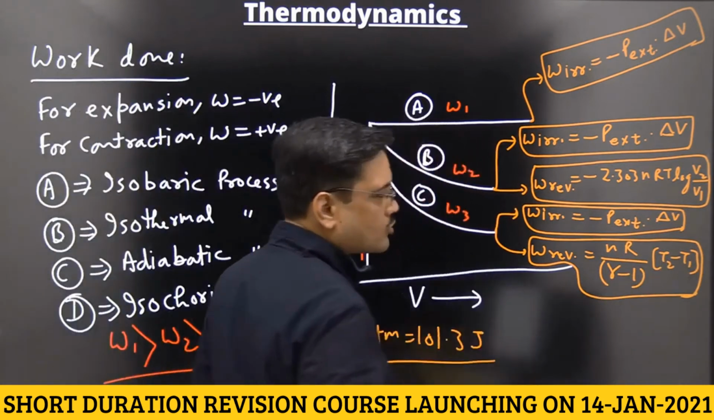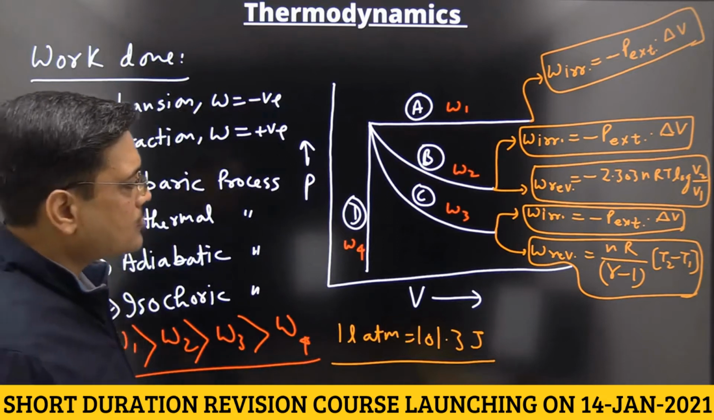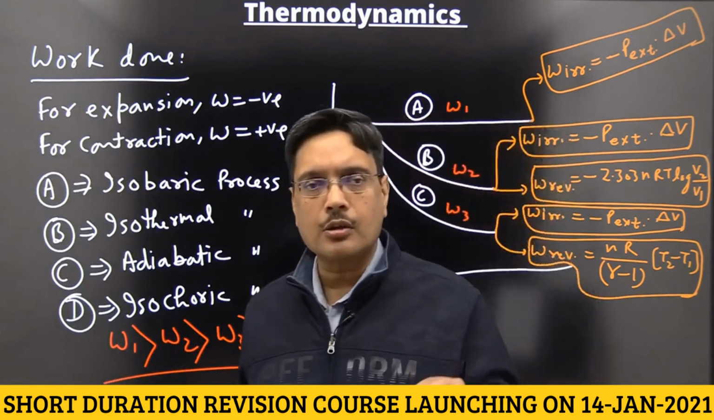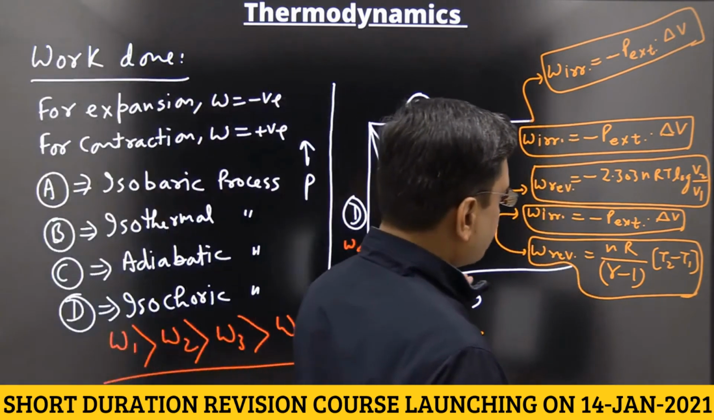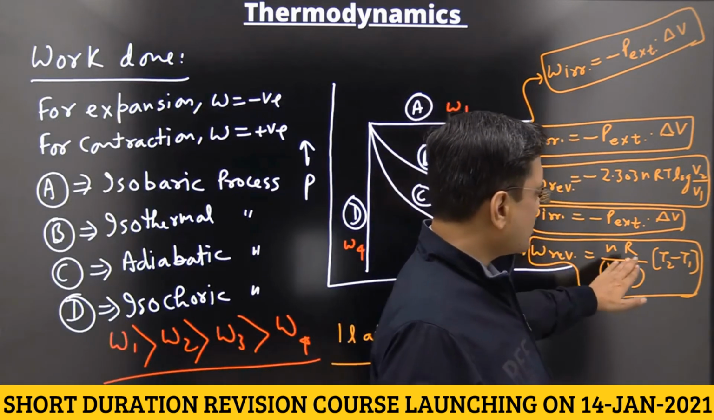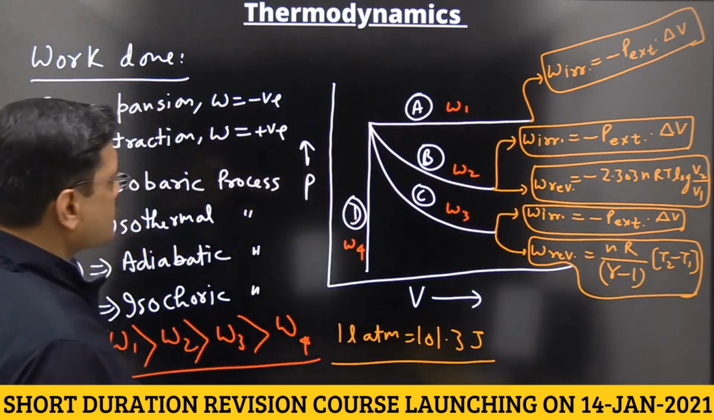Gamma is the Poisson ratio. This is the Cp upon Cv ratio. For monoatomic gas, gamma is 1.67. For diatomic gas, gamma is 1.4. And for tri or polyatomic gas, 1.33. Is it clear? But it is not in course. For your knowledge, only the formula should be remembered.